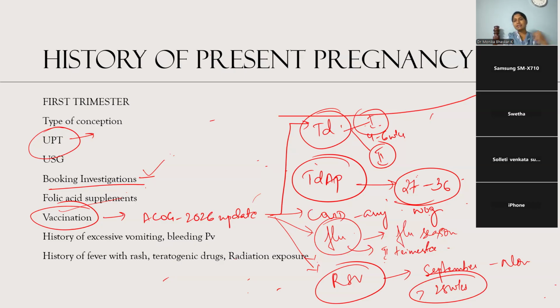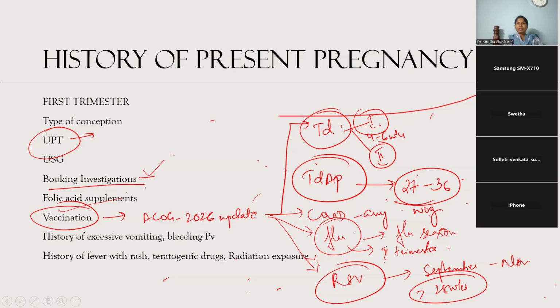So what are safe vaccines? Killed vaccines or toxoids or live attenuated vaccines are safe during pregnancy. So that is why you can give Td, Tdap, flu vaccine and RSV vaccine. So this also has an ACOG update on vaccination table, which I will be sharing on the group. So this is important with respect to vaccination.